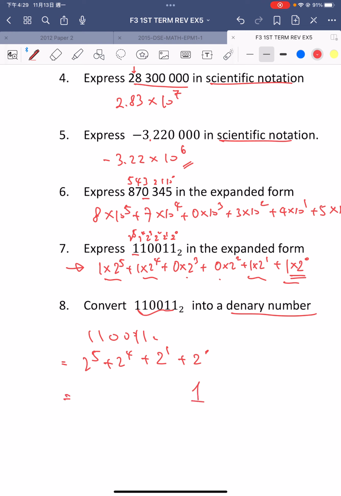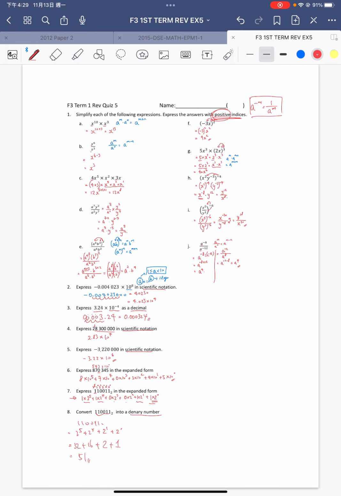2 to the power of 0 gives you 1, 2 to the power of 1 gives you 2, 2 to the power of 4 gives you 16, 2 to the power of 5 gives you 32. Adding them up, you get 51. Okay, so that's for question 8.